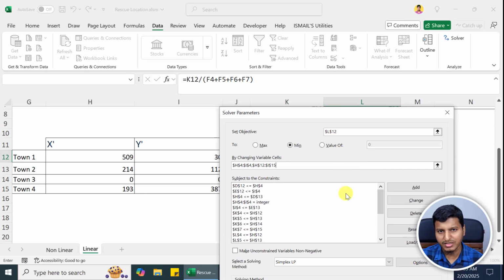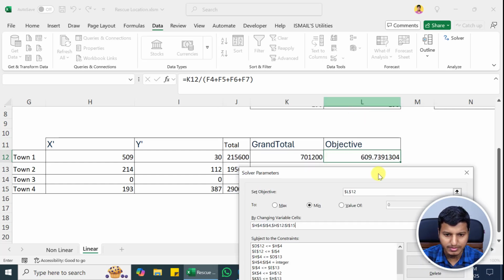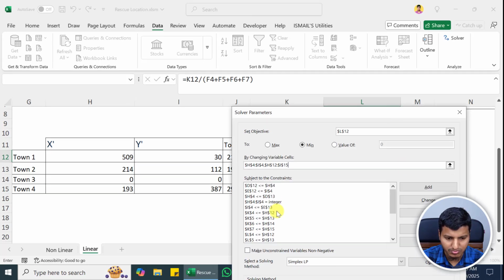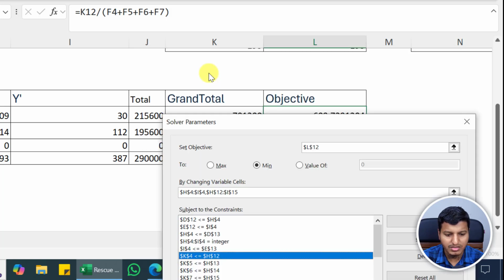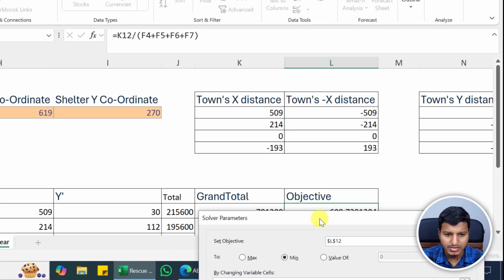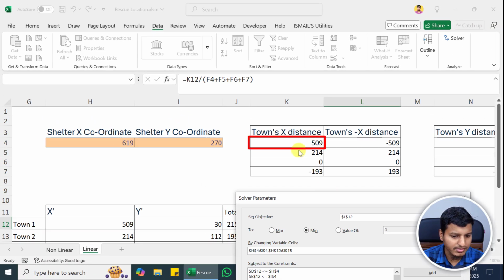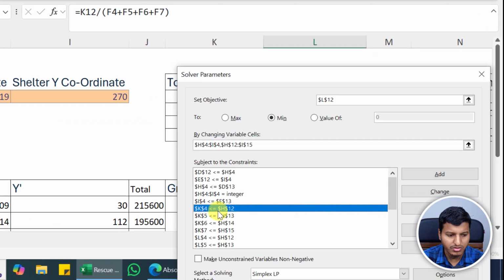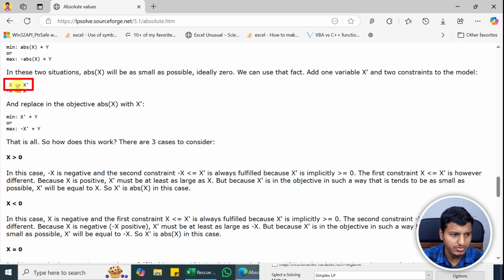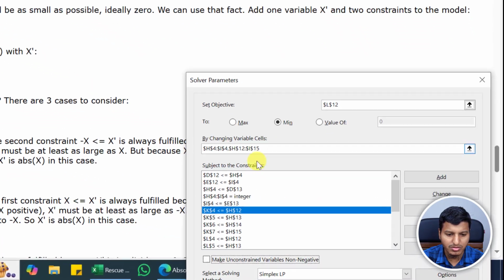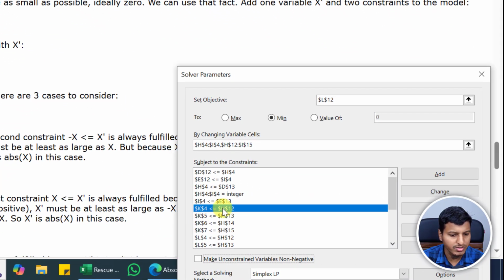And as I explained, we need to add 2 more constraints for each of those X prime. So you can see that this is my H12. If I just see, okay, what do we have? This is the H12, and it says that K4 is less than or equal to H12. If we go into this K4, that is basically this one, X. So this X is less than or equal to X prime. So that is this condition, X is less than or equal to X prime, right?